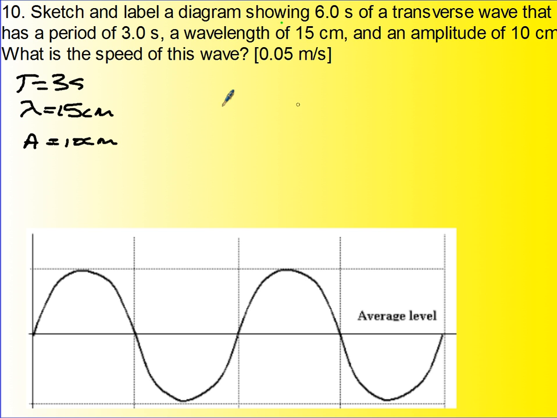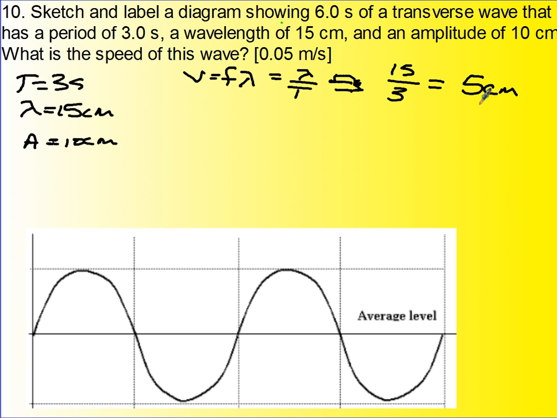Well, let's go ahead and do the calculations. If the period is 3 seconds, then the speed is f lambda, but you remember f is 1 over the period. So that's lambda divided by the period. The wavelength is 15 centimeters divided by the period, which is 3. So this is 5 centimeters per second. You could also convert it to meters per second.